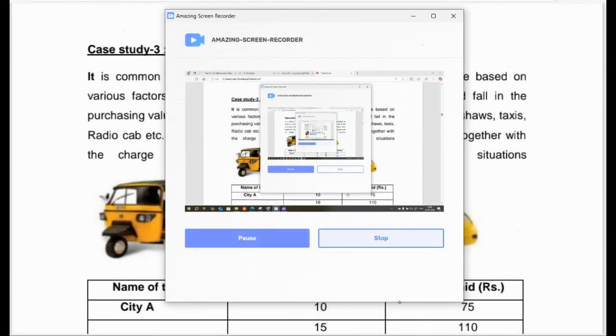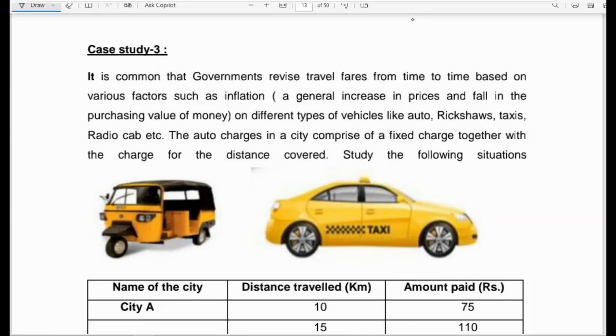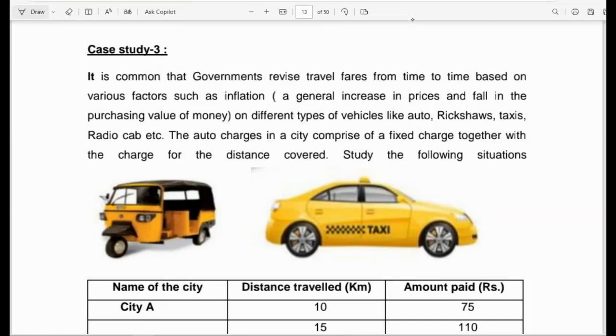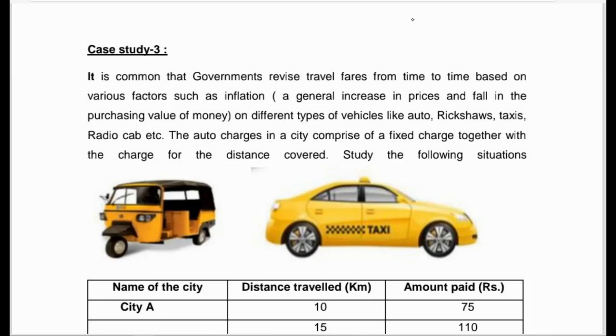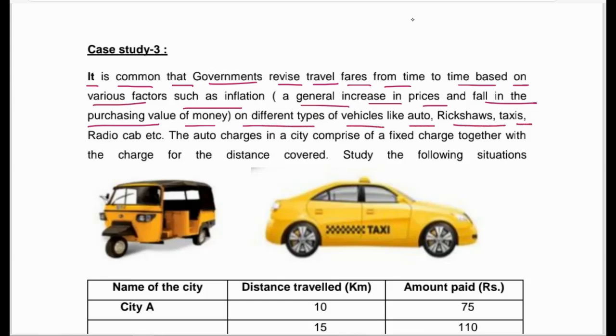So yeah, the next question is case study 3 for linear equations. It is common that the government revises travel fare from time to time based on various factors such as inflation, a general increase in price and fall in the purchasing value of money, on different types of vehicles like auto, rickshaw, taxi, radio cab, etc.